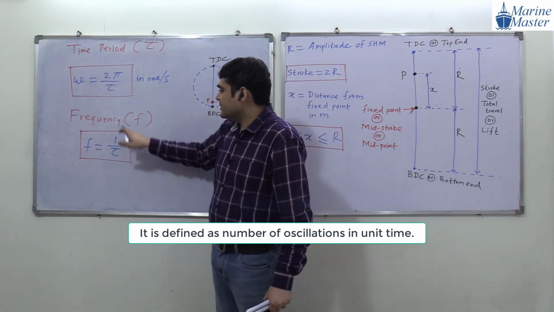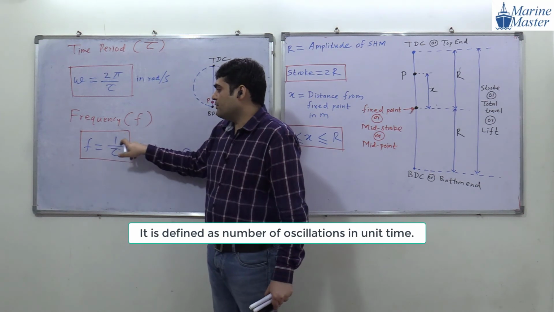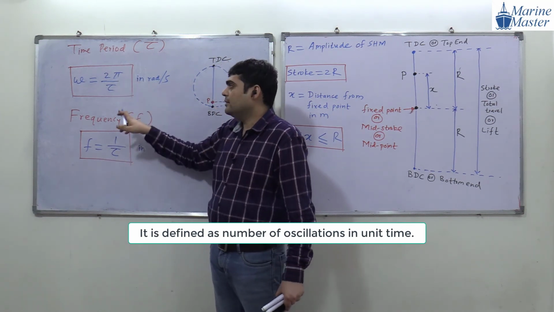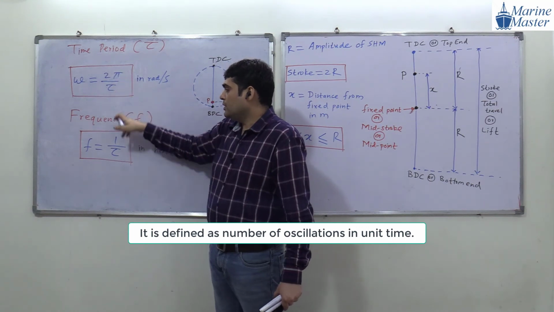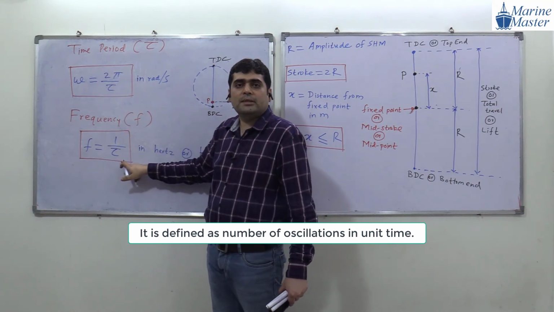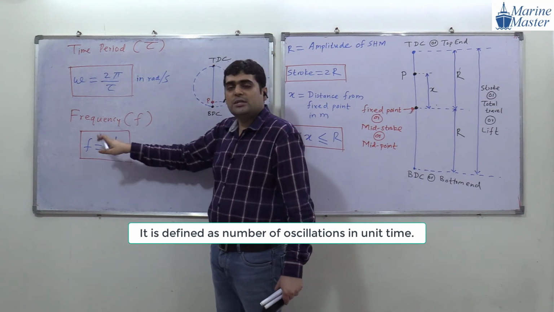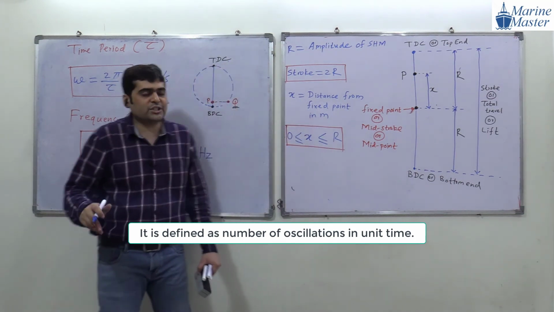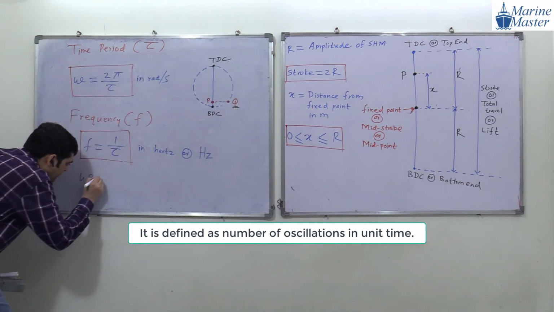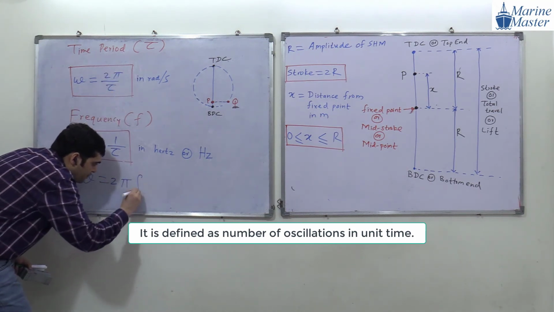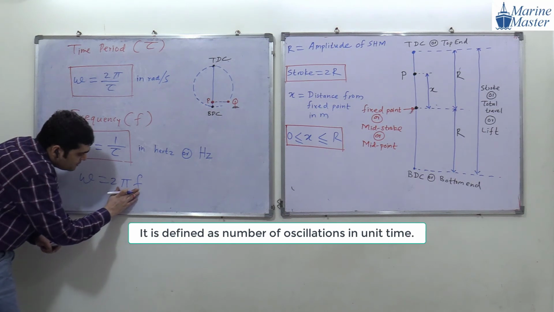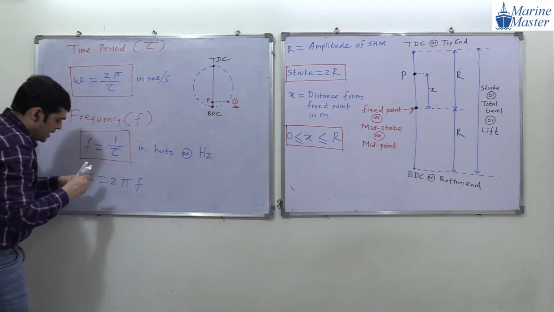Now guys, see. Here f means 1 by tau. Tau means time period. Now if you observe this relation, omega is equal to 2 pi by tau, and 1 by tau means what? 1 by tau means f. So we can write down that relation here. Omega will become, instead of 1 by tau, 2 pi f. And what is the meaning of f, everyone?